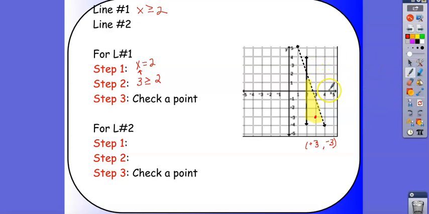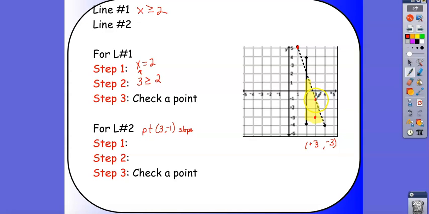I'm going to pick a point on the line. Let's see. I like this one here because I can see it pretty easily. What's another one? I can see this one pretty easily too. That one right there. So I've got a point, which is 3, negative 1. And now I'm going to figure out the slope.